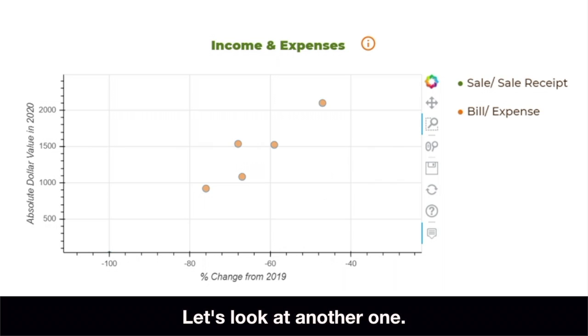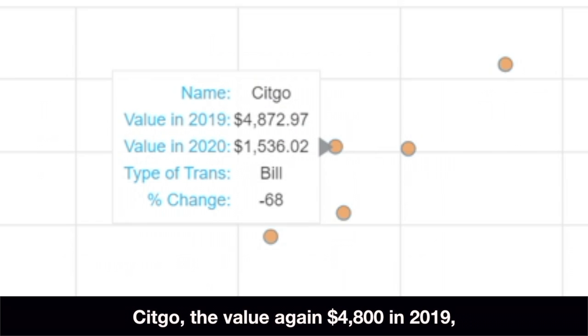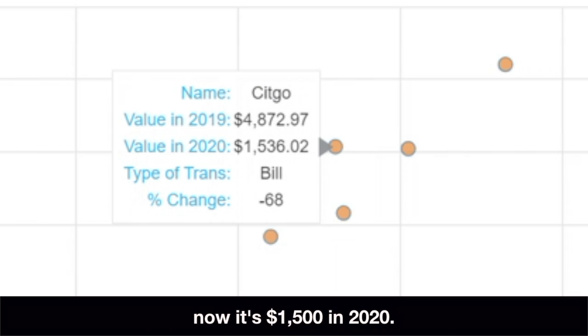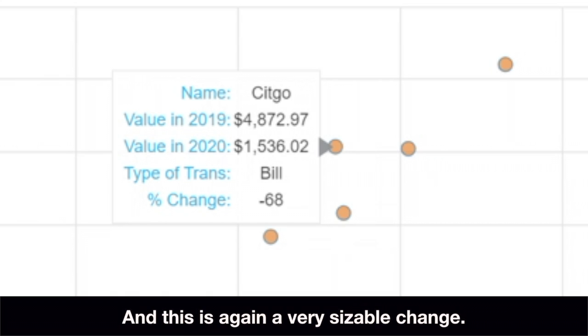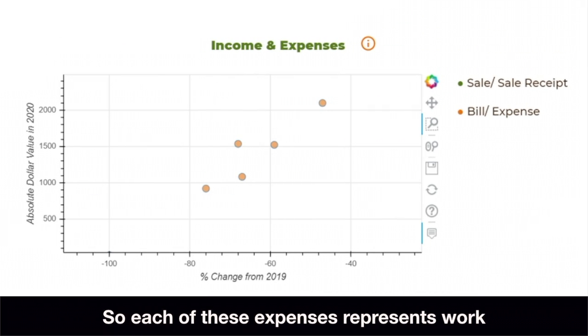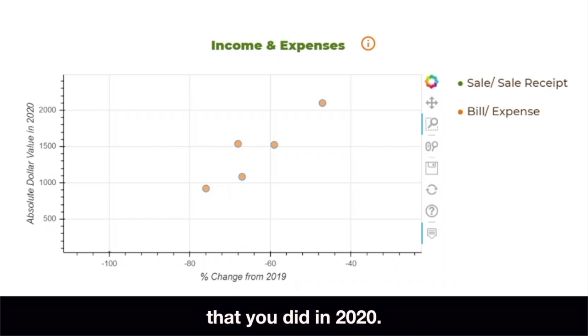Let's look at another one. Citgo, the value again, $4,800 in 2019. Now it's $1,500 in 2020. And this is, again, a very sizable change. So each of these expenses represents work that you did in 2020.